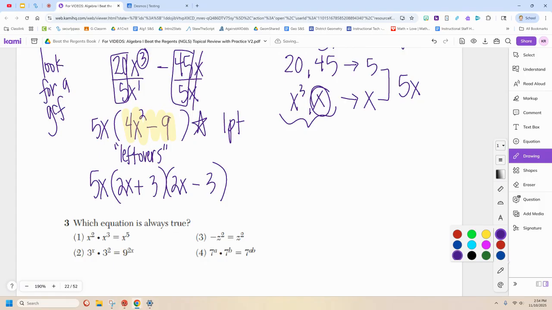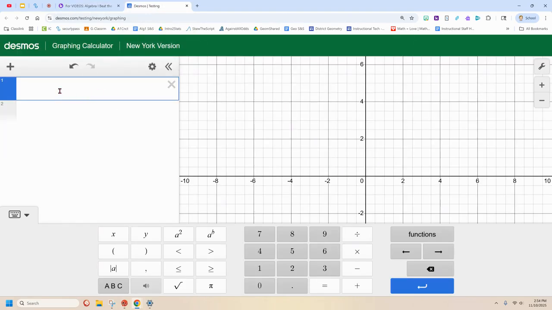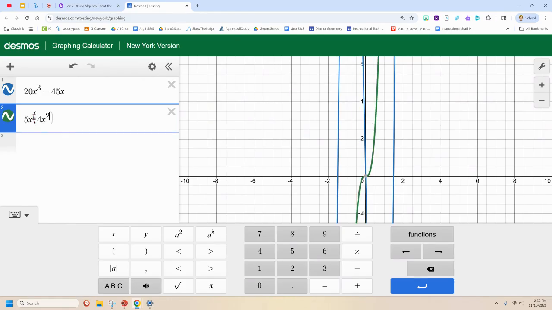And then once again, how can I check my work? I would put the original question in Desmos and then check the parts. So if I go up here and start off with 20x, and I'm using the caret symbol to get cubed, just don't forget to get out of that caret symbol, minus 45x. So there's my first expression. The middle answer I had was 5x times 4x squared, subtract 9. Okay, and you'll see that that one's right on top.